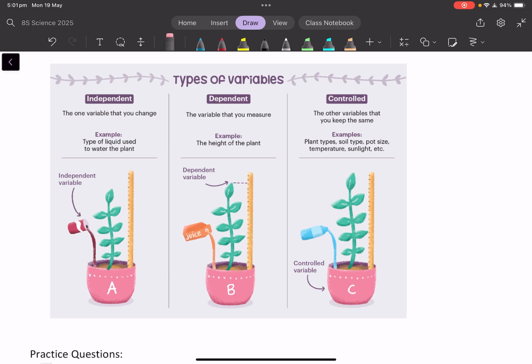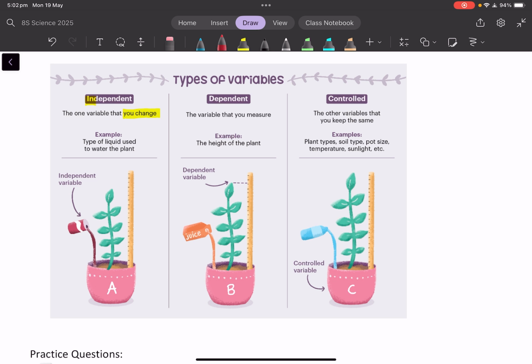Starting with the independent variable, it is the one that you change. Or as I like to say, it's the one that I intentionally change, that IN at the start, intentionally change. It is the independent variable.